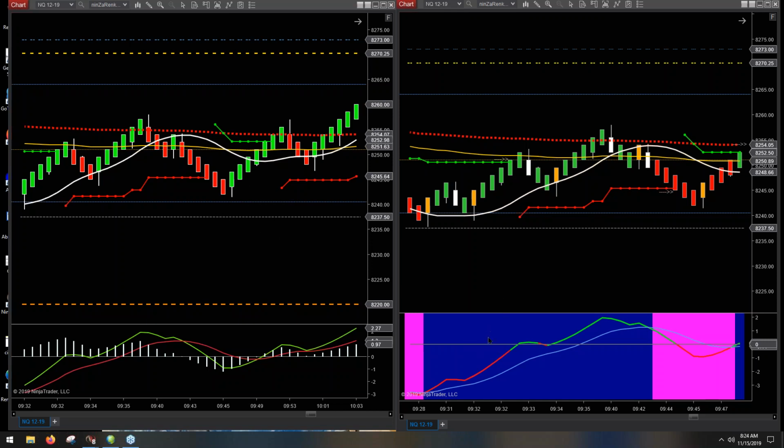Gordon's will color the background here so we know right off the bat what direction we're looking. So if it's blue, we're looking for longs. If it's this pink color, we're looking for shorts. And what that translates into is if the histogram is above 0, you can see it here, we're looking for longs, and if it's below, we're looking for shorts. You don't even need to have the lines from the MACD on there, but they're helpful for spotting divergence if you're somebody who likes to watch for divergence.